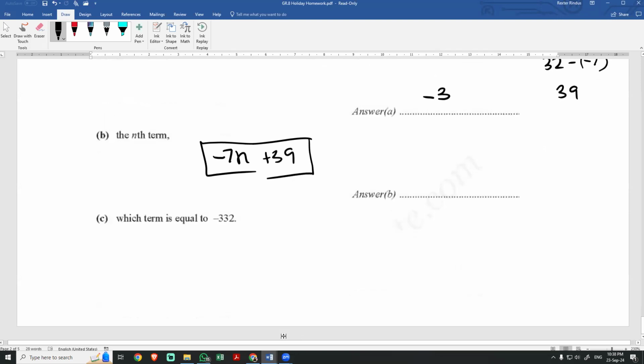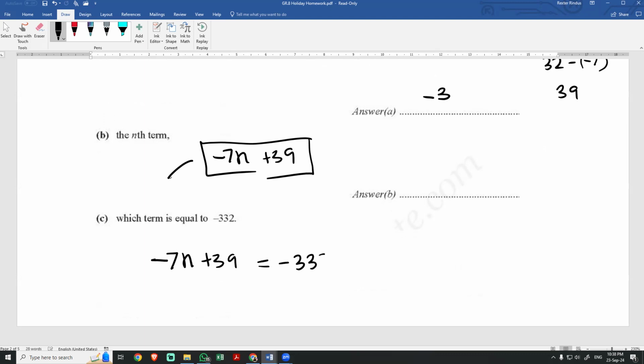The next question, I think this will be the last question for your homework. Which term is equal to negative 332? Since you already have the n term, you just have to substitute. It's going to be negative 7n plus 39 is equal to negative 332. In this case, you have to find the value of n, so it's going to be the transposition method. Just transpose 39 there. It will become negative. It's going to be negative 7n is equal to negative 332 minus 39.